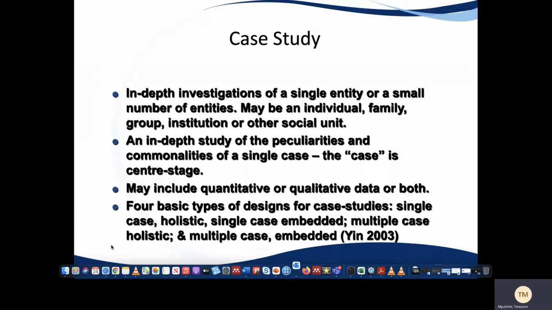I spoke briefly about grounded theory, and then the next tradition that I promised to look at is this qualitative tradition that we call the case study. And in case studies, basically a case study is an in-depth investigation of a single entity or a small number of entities. And these may be an individual, it may be a family, it may be a group, an institution, and any similar social unit. And of course, the important unit of exploration here is the case.